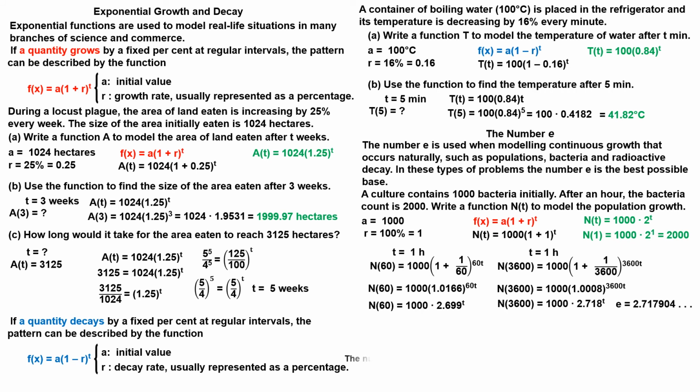The number e is defined as the value that this expression approaches as n becomes large. Now let's rewrite the formula of exponential growth using the continuous growth rate. Pay attention.